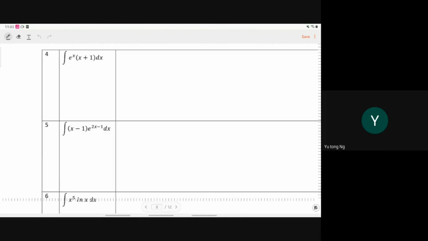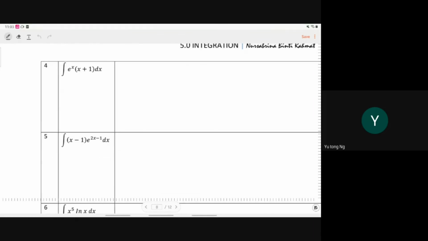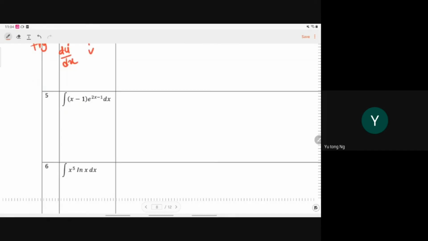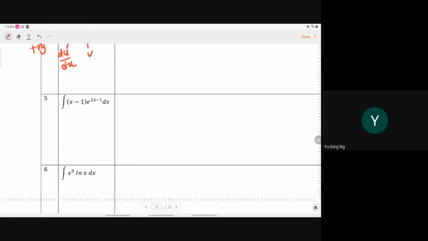So yang ni mungkin you can try. Just a hint, ex is easier to integrate. So this one kita akan gunakan sebagai kita punya du dx. This one kita akan gunakan sebagai v. So this one you can try by yourself. Cuba buat. This integration ni kita tak boleh, macam differentiation, you need to keep doing exercise and only that you can understand better instead of by watching me doing it.